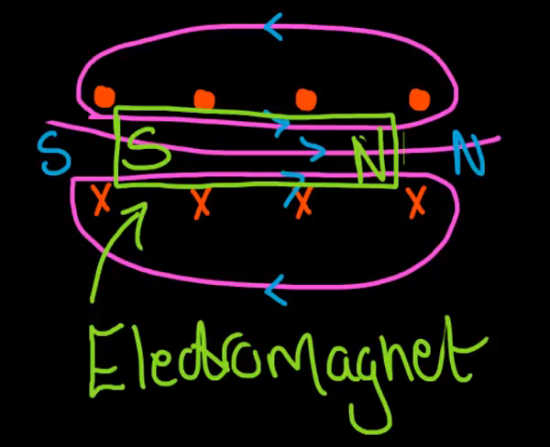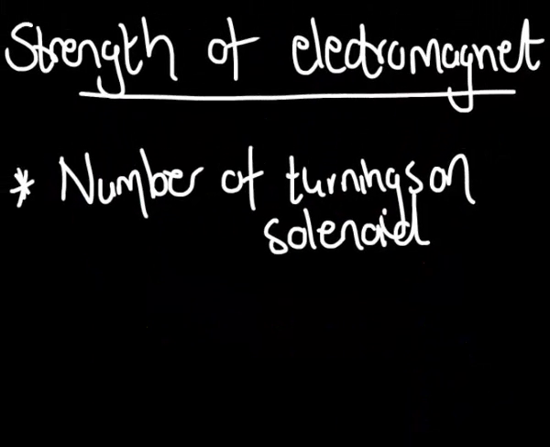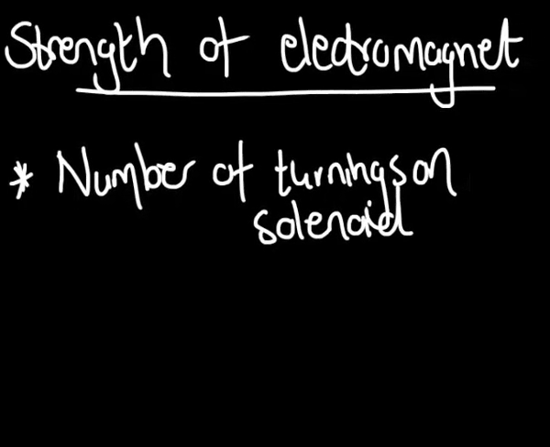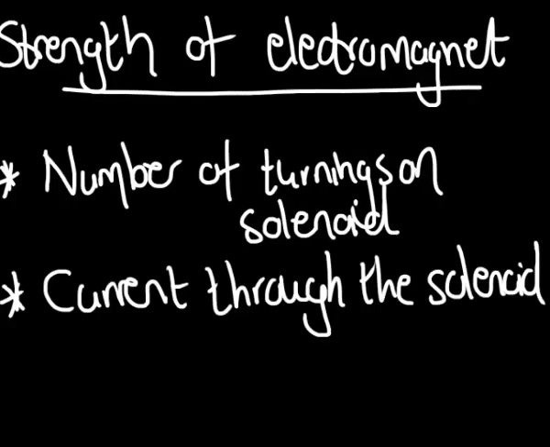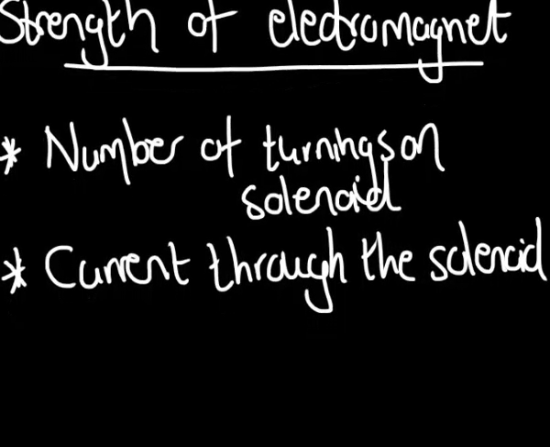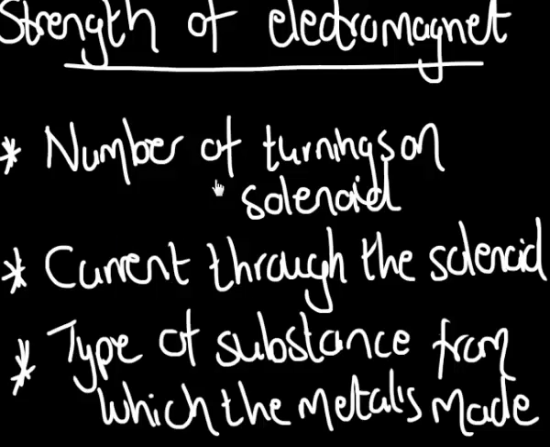Now let's take a look at a few properties of this electromagnet. So the strength of this electromagnet is dependent on the number of turns on the solenoid. So the more wire is coiled around, the greater the strength of the electromagnet. Secondly, the current running through the solenoid, that means the current running through our piece of wire: the greater the current, the greater the strength of this electromagnet. And lastly, the type of substance from which this metal is made.